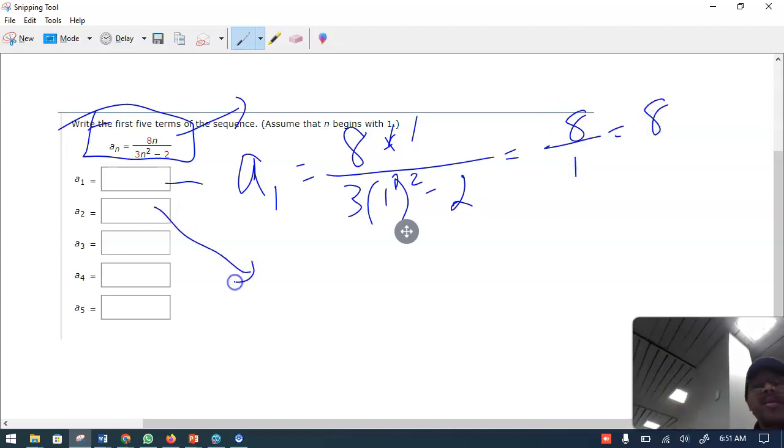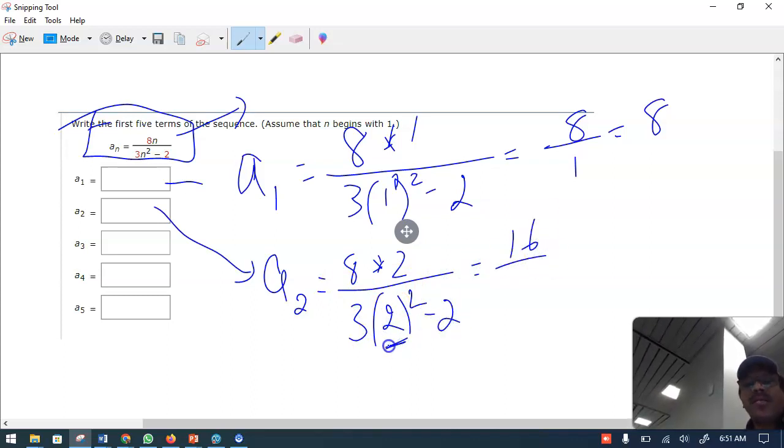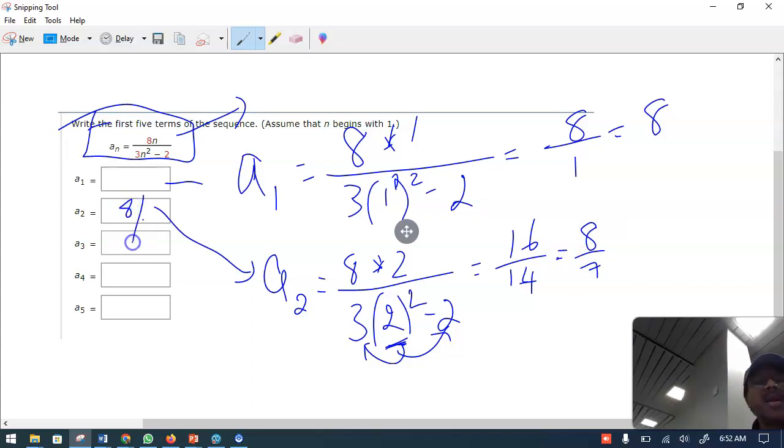But if you want to do this one, 2, so it will be 8 times 2, and then divide by 3 times 2 squared minus 2. That's 16. And you can see this will be 4. 2 times 2 is 4, times 3 is 12, minus 2 is 14. And you can reduce this by dividing numerator and denominator by 2, so this will be 8 by 7.